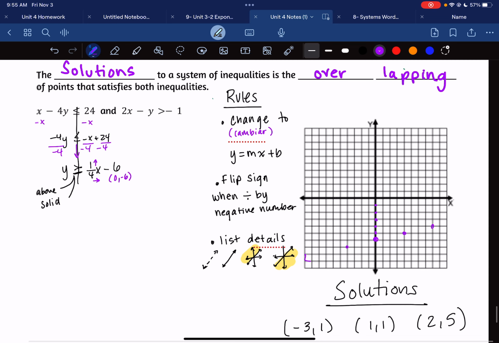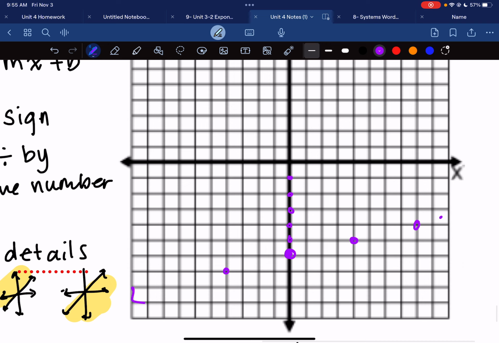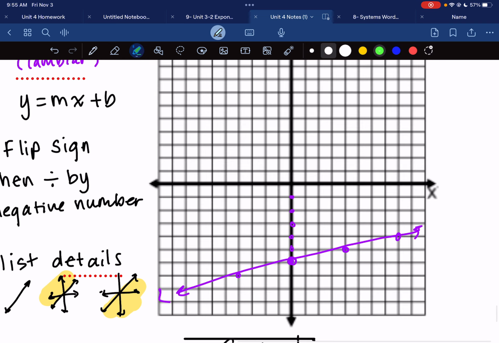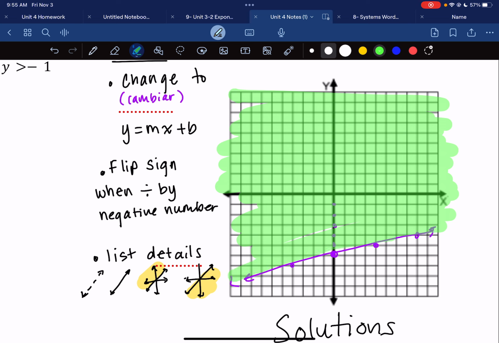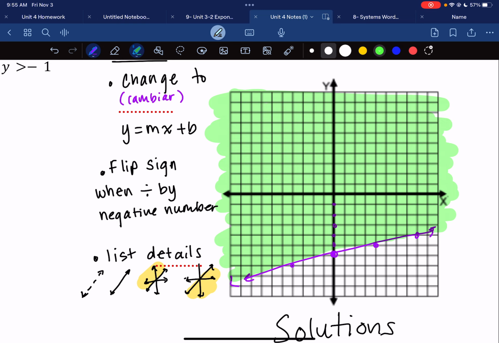Then we need to do a solid line, and we're going to shade above. So we do one solid line like this, and I'm going to shade above. I'm going kind of fast, so here we go. There's one line. Now I have to do my second inequality and graph that one.